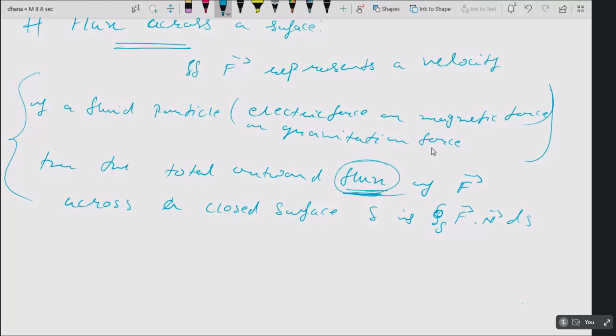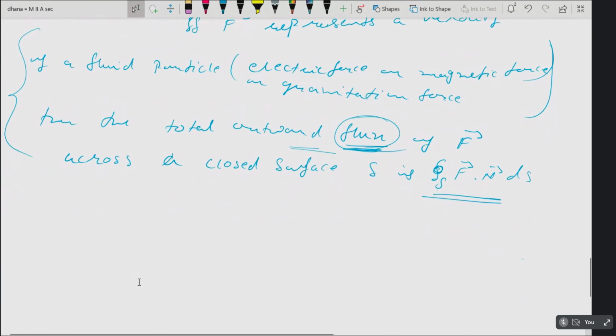These things you would have already learned in physics. Amount of fluid passing through a given area, surface. Yes. So flux is the amount of fluid passed on per unit area, you can say. So here, if F bar represents the velocity of a fluid particle, then the total outward flux of F bar across a closed surface S is nothing but the surface integral.